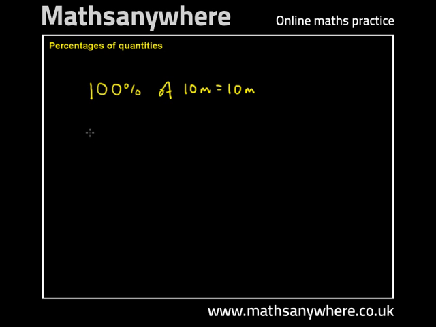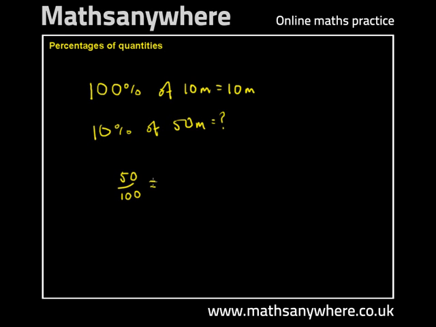If we're interested in 10% of, for example, 50 meters, we might want to know what 1% of the quantity is. So if we chopped up 50 meters into 100 parts, each one part would be worth 50 divided by 100.